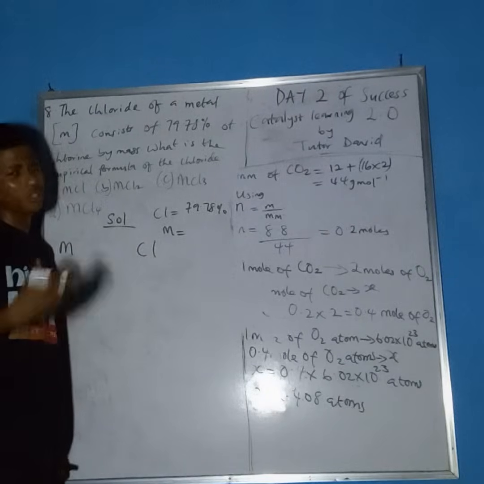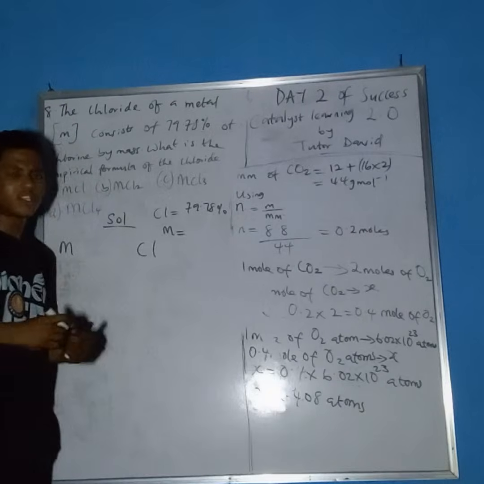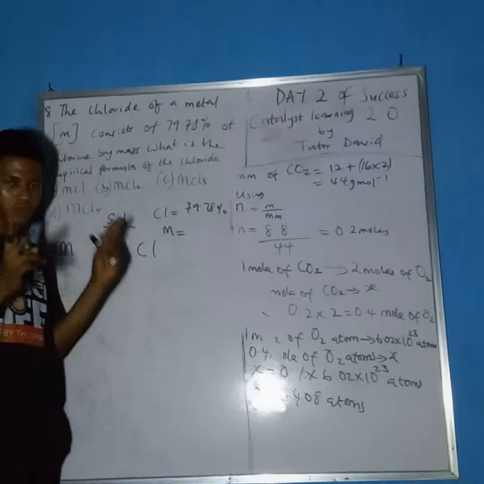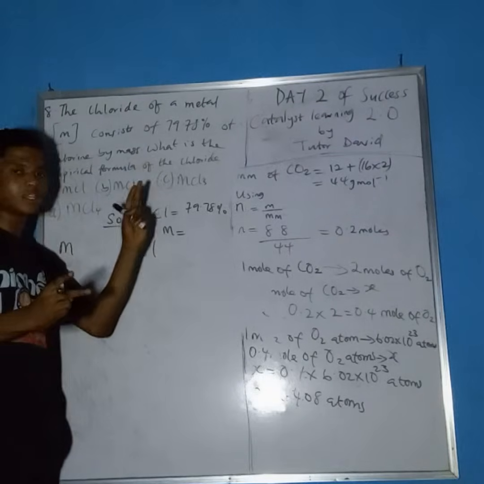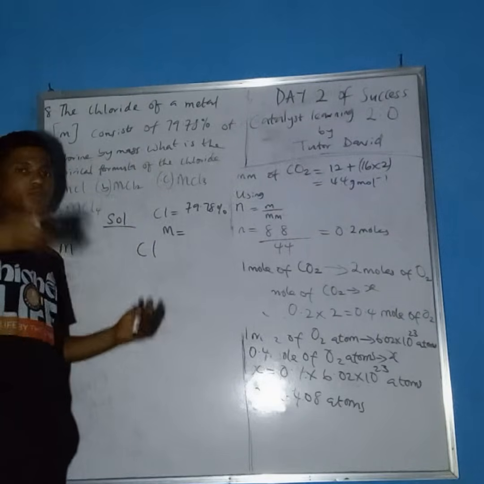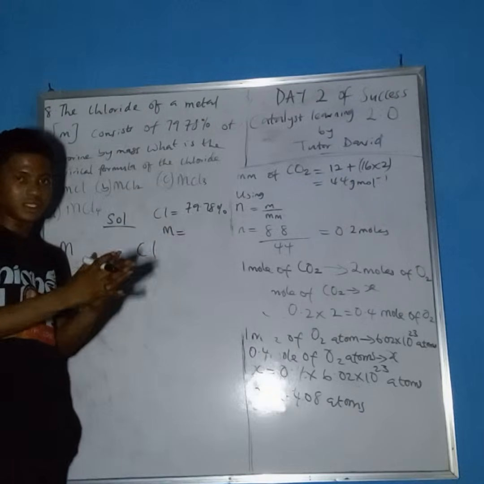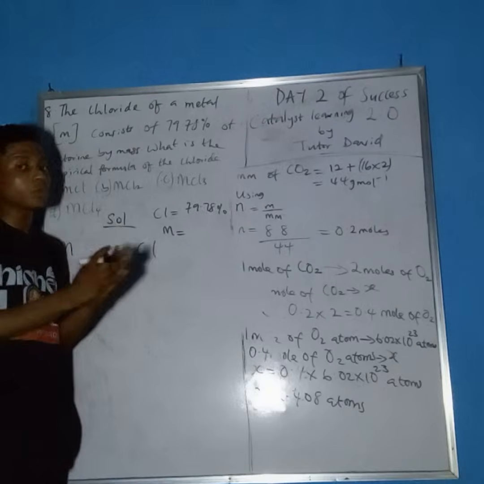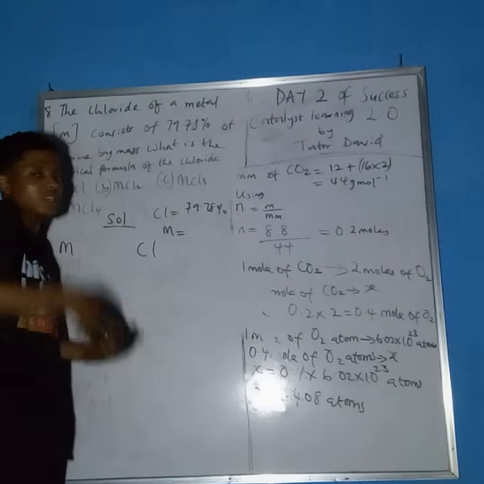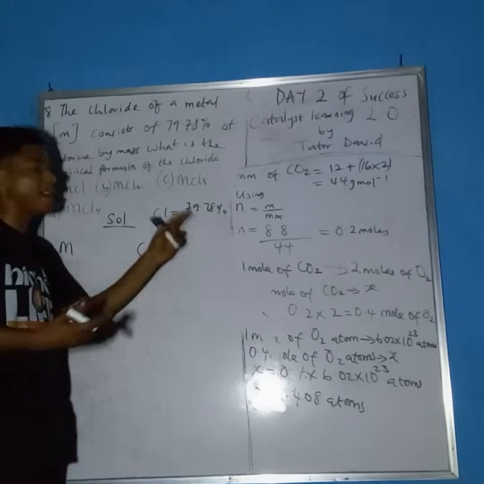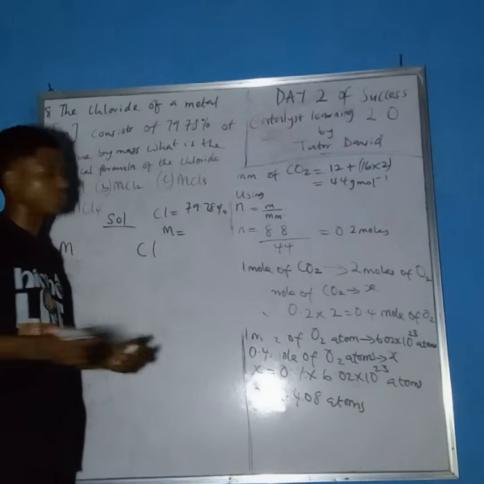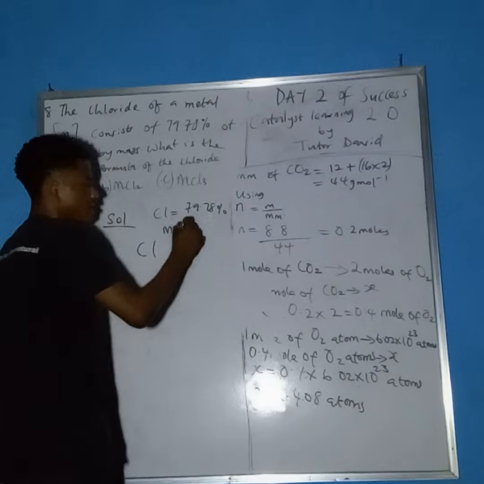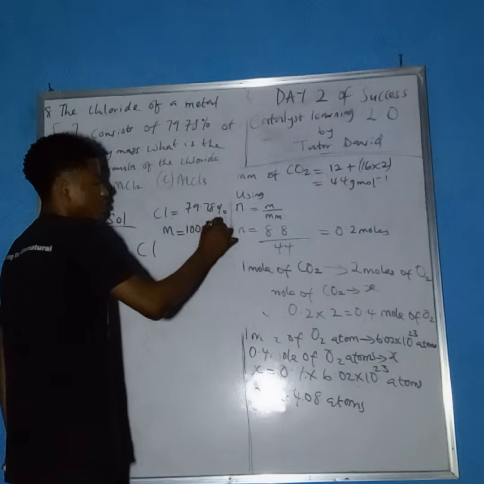So how do we get it? It's not difficult at all. They told us there are two constituents, one is 79.78%, but they didn't give us the other one. Since percentage by mass is percentage over 100, if you add the two, it's supposed to give you 100. So we subtract 79.78 from 100 to get the percentage by mass of the metal M.